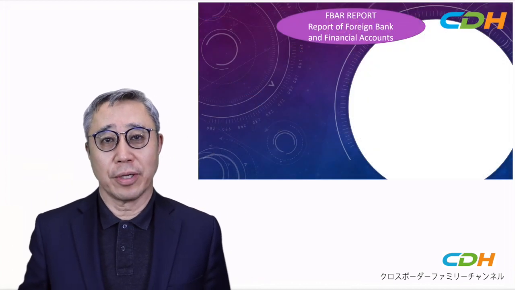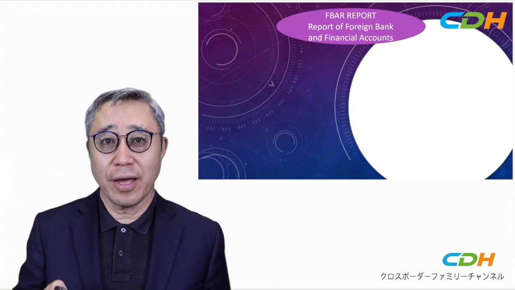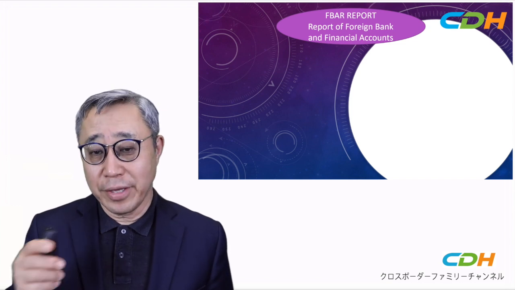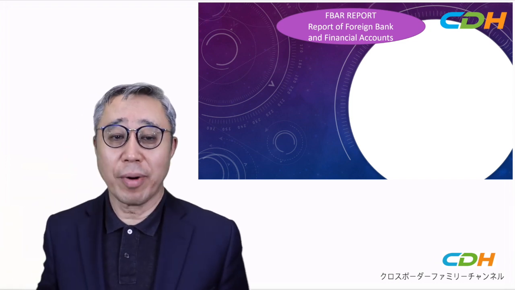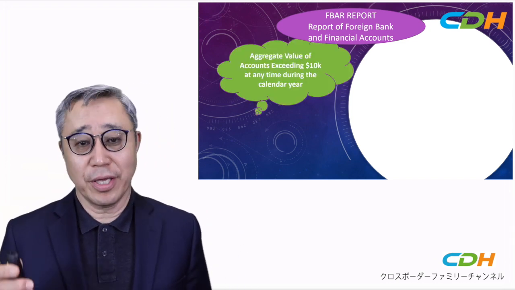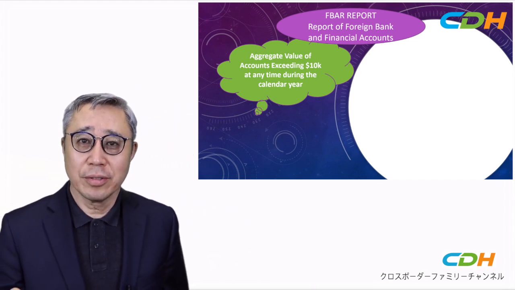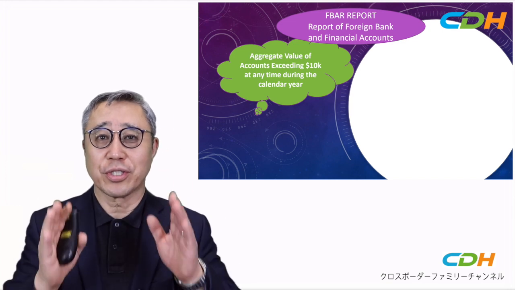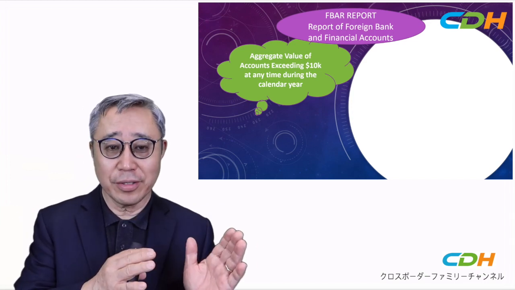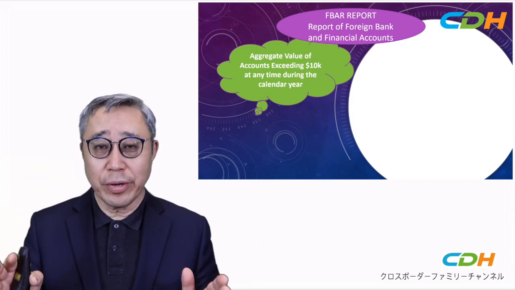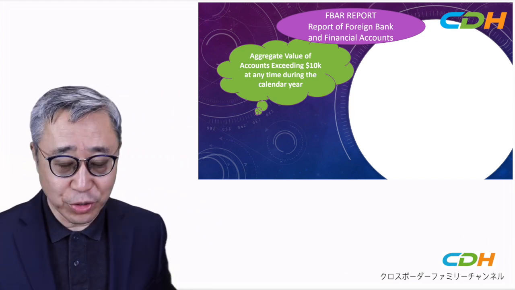FBAR, in other words, report of foreign bank and financial accounts. These are the basic concepts. Aggregate value of accounts exceeding $10,000 at any time during the current year. It's not just one account balance, it's an aggregate balance, not the year end, at any time during the calendar year. $10,000 is the threshold amount.